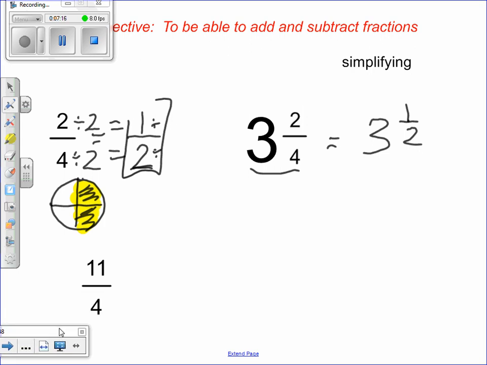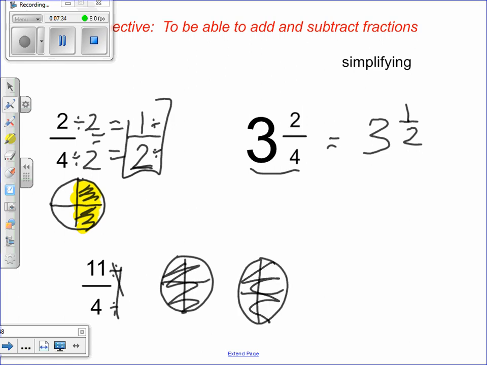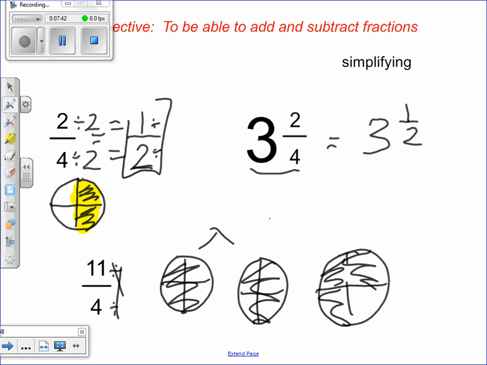11/4. Okay, I can't divide both of these by anything. 2 doesn't go into them both. 3 doesn't work. I can't divide them both by 4. So that won't work. I can write it as a mixed number. So I could say, okay, 11/4 of cheesecake. So there are 4/4. There are 8/4. 9, 10, 11/4. So I could write this as 2 full cheesecakes and 3/4 of another.